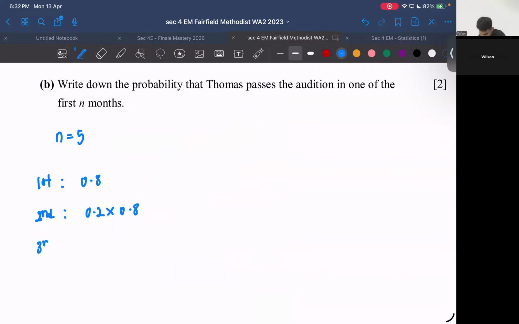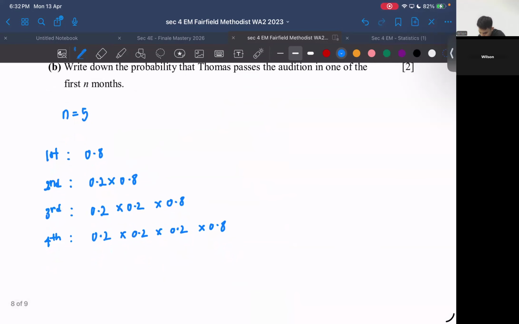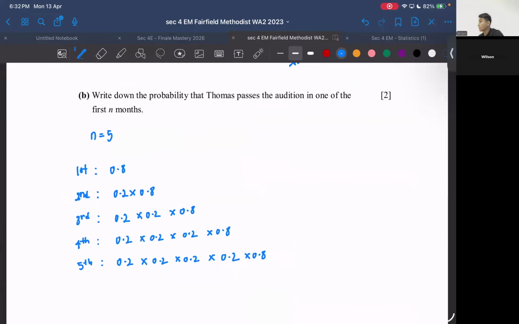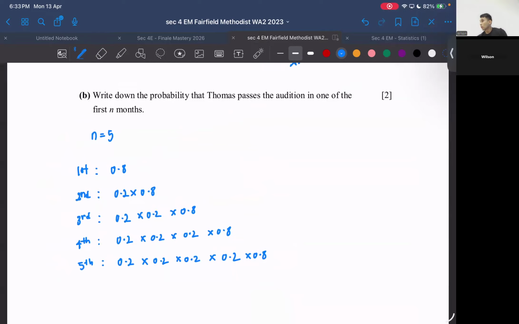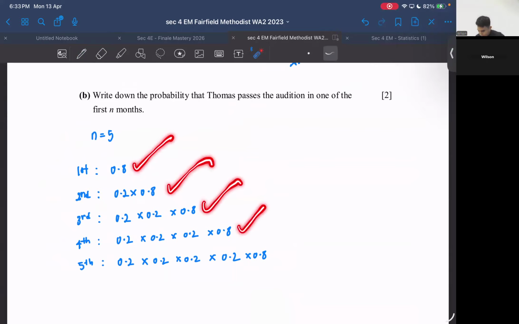Now, if the third month I pass, means I have to fail first, then I fail again, then I pass. Agree? Okay. Now, if the fourth month I pass, it means 0.2 times 0.2 times 0.2 times 0.8 over here. And lastly, if the fifth month I pass, it will be 0.2 times 0.2 times 0.2 times 0.2 times 0.8 over here, correct? Now, this is provided that n is equals to 5. So they want to find the probability that it is either here, here, here, here, or here. Agree?